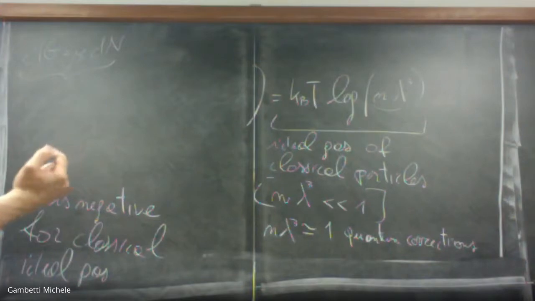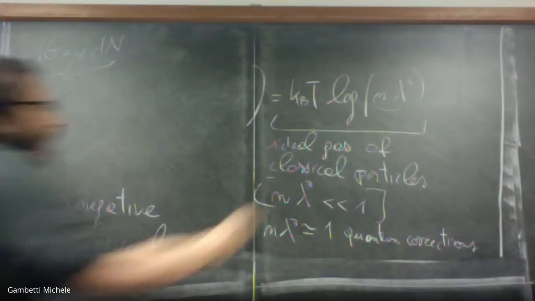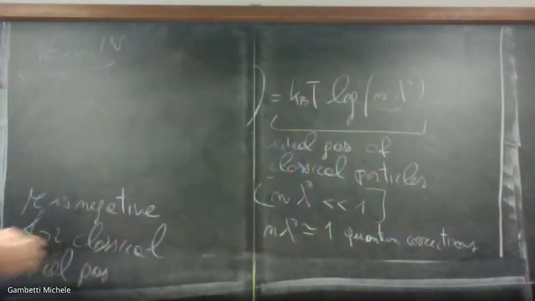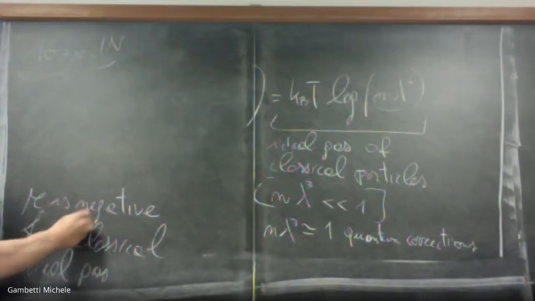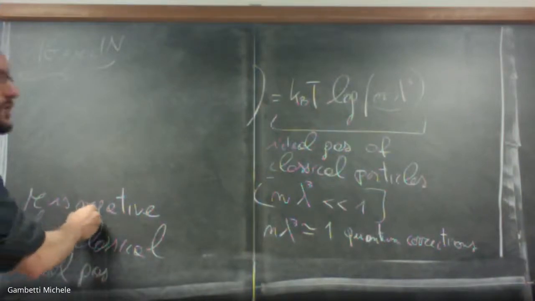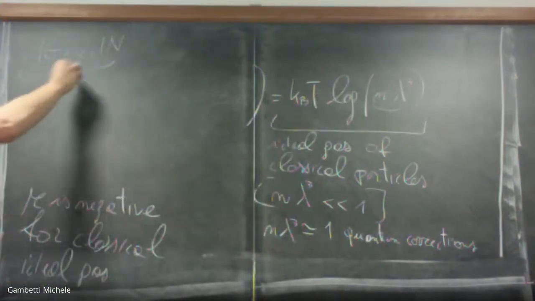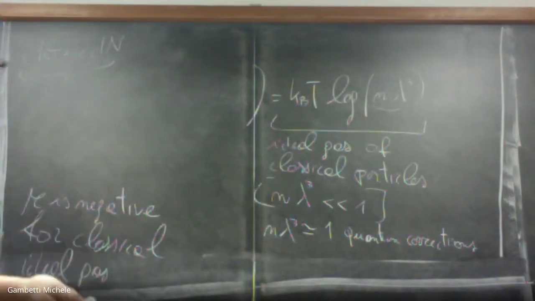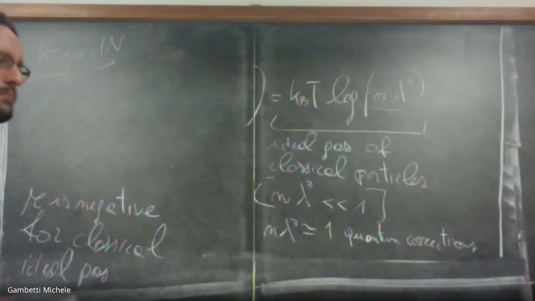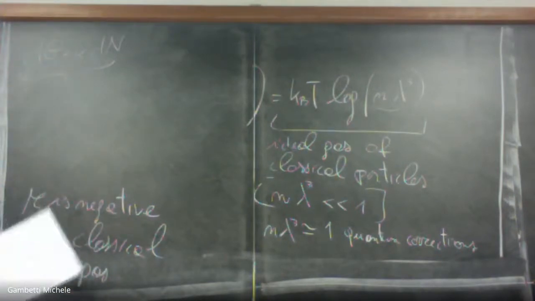The second one is that if n is very small, then mu is negative and very large in magnitude, because of this logarithmic divergence. So that means that if you have a very small density gas, and you try to put some new particles inside, then it's very convenient, because mu is very large and negative.